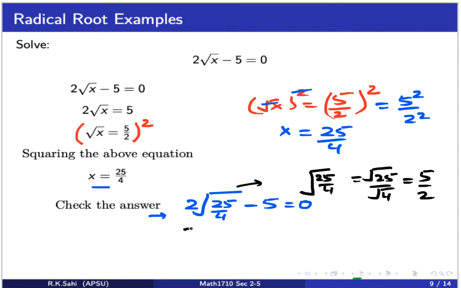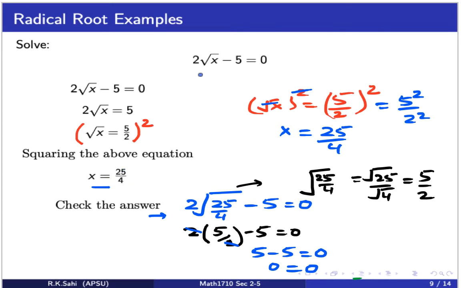Now coming back, we write this as 2 times 5 over 2 minus 5 equals 0. The 2 and the 2, guys, cancel off and we are left with 5 minus 5 equals 0. 0 equals 0. So clearly when you plug in x equals 25 over 4 in the original problem, the left hand side of the equal sign is the same as the right hand side. That means 0 equals 0. So this is the right answer to our problem.